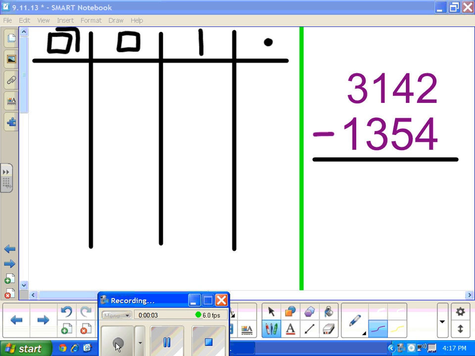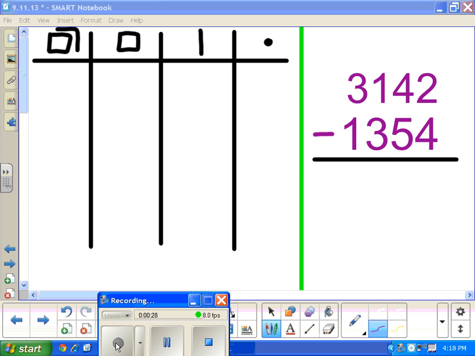Hi, this is Mr. Kidd, and today I'm going to show you an example of how to use base 10 shorthand to help you do a subtraction problem up to 4-digit numbers, and to make sure that we are recording what is happening on the base 10 board.